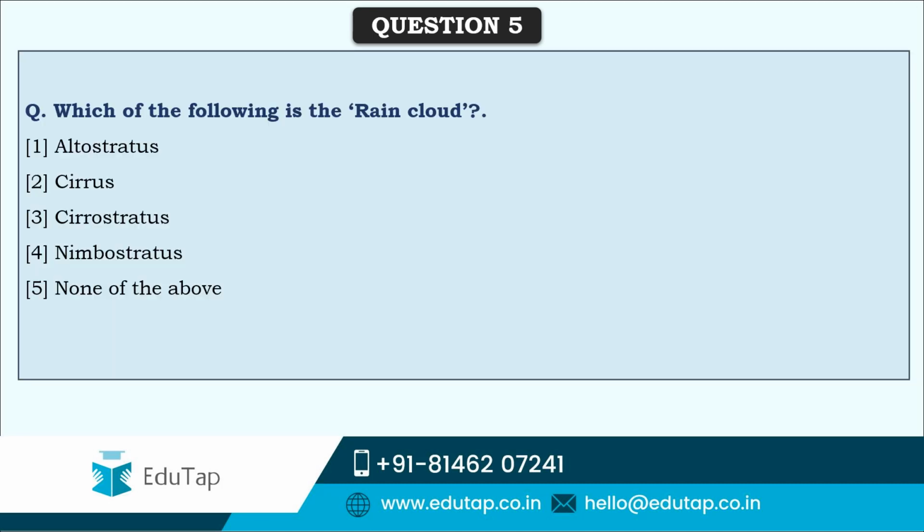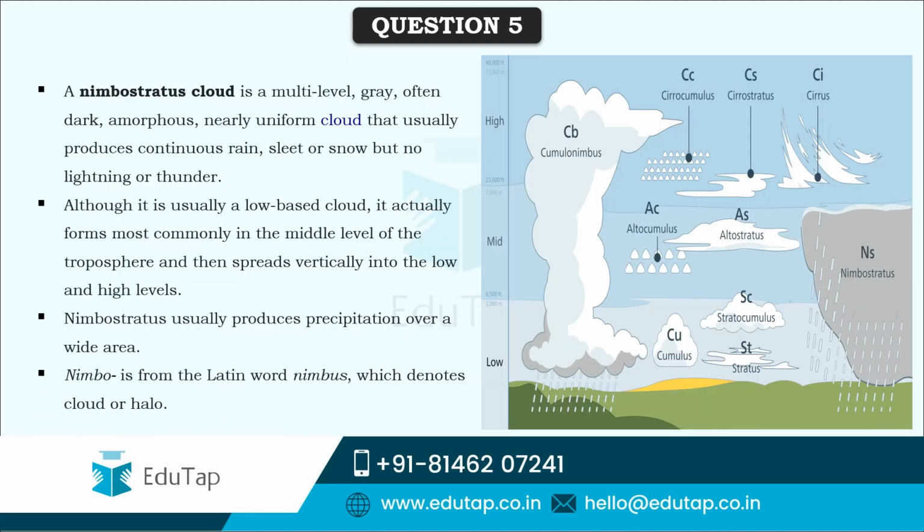So friends, next comes the question: which of the following is the rain cloud? See, there are various types of clouds based on the height, the shape, and the amount of water present in them. But there are only one or two kinds of clouds that are rain bearing or water bearing. And here the correct answer is nimbostratus. As you can see here, cumulonimbus and nimbostratus are the two types of clouds, of all the types, that hold water, and they are the rain bearing clouds.